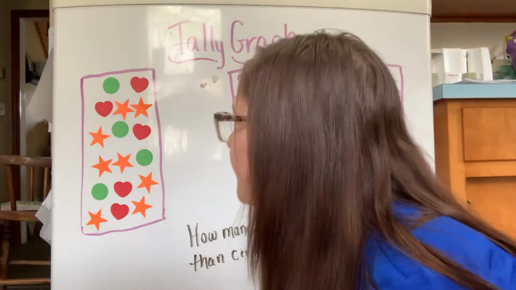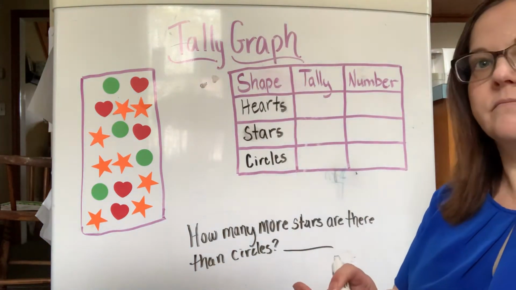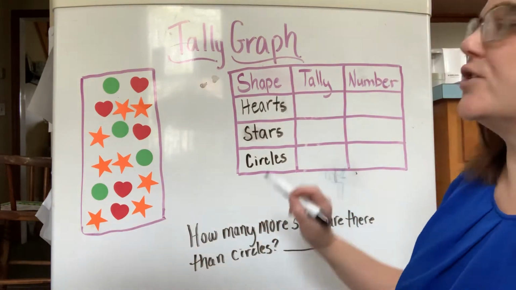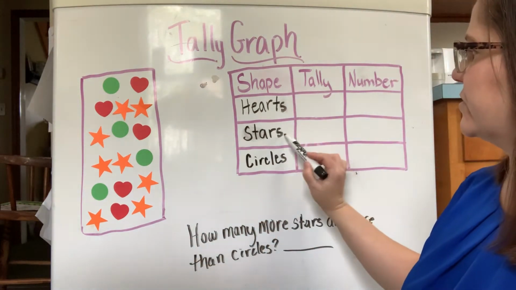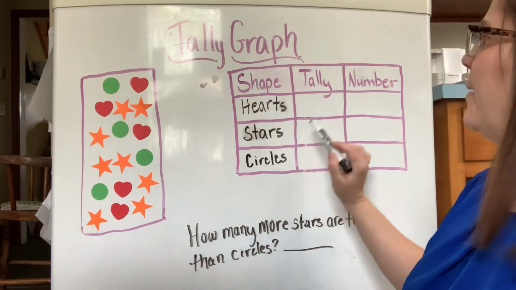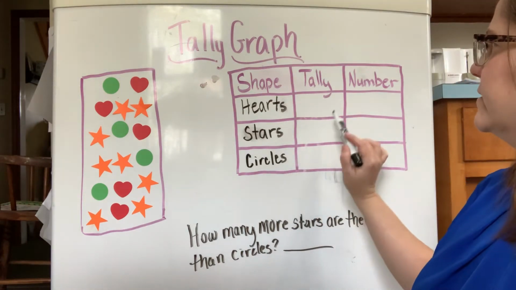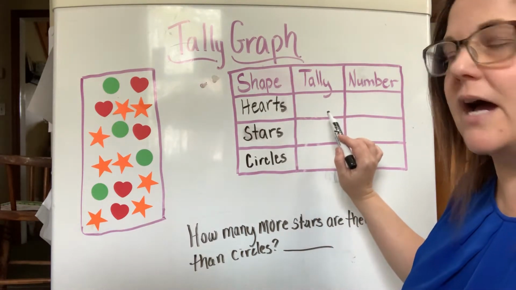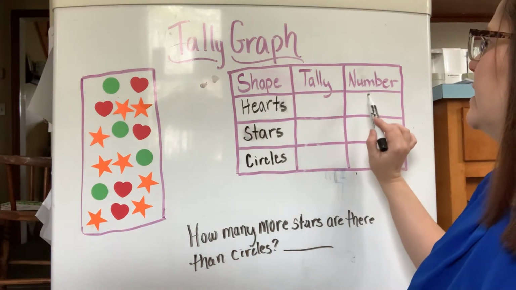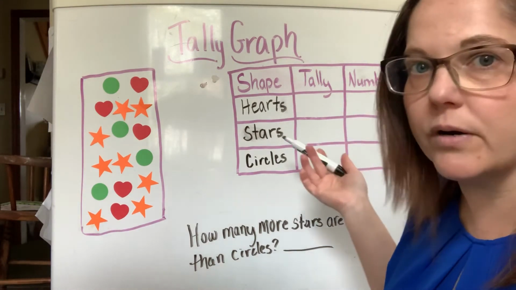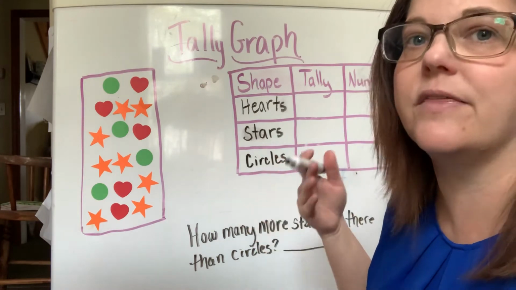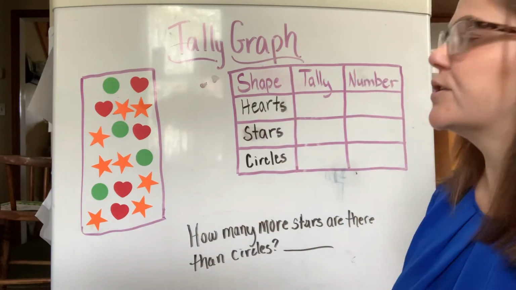I have here this graph that says shape. So we have hearts, stars, circles. I'm going to collect tally marks as I count. And then when I'm finally done, I'm going to put the number written in number form. So if there's 5 tallies, I'll write the actual number 5. So let's take a look together.